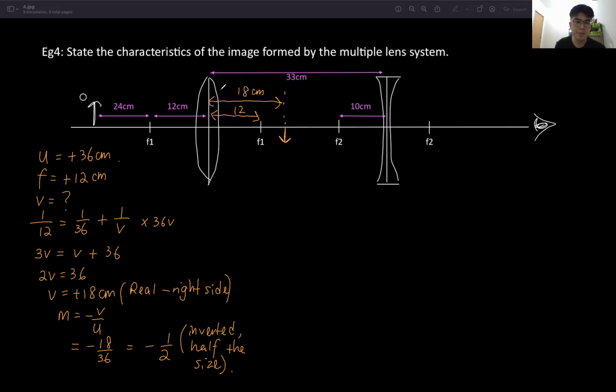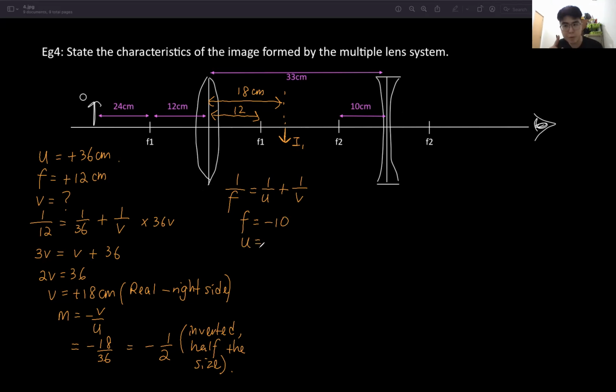So the first lens formed the real image, let's call this I1, image 1. The real image now becomes the object for the second lens. So we continue the calculation from here, 1 over f equals 1 over u plus 1 over v. The second lens is a concave lens with a focal length of 10 cm, so f equals minus 10.